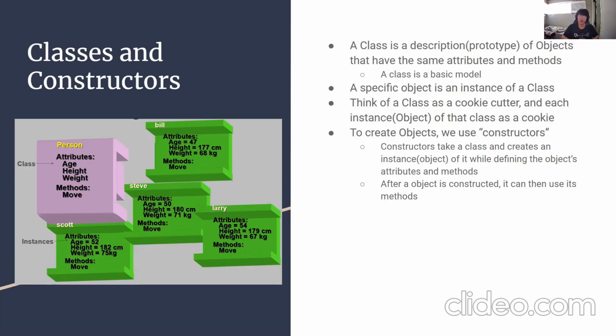And then after an object is constructed, only then can it use its methods, which is kind of obvious. Unless an object is actually created, it can't actually do anything, right? So you have to create it first using the constructor, and then you can use the methods that it has, because then you're creating it in existence.